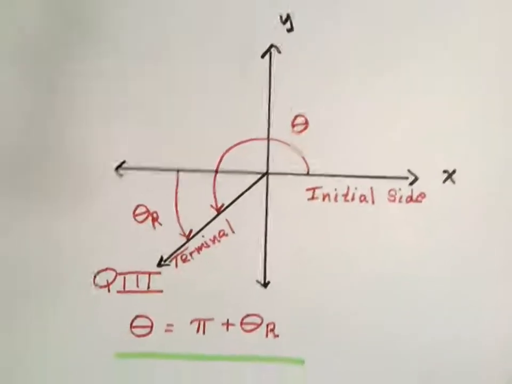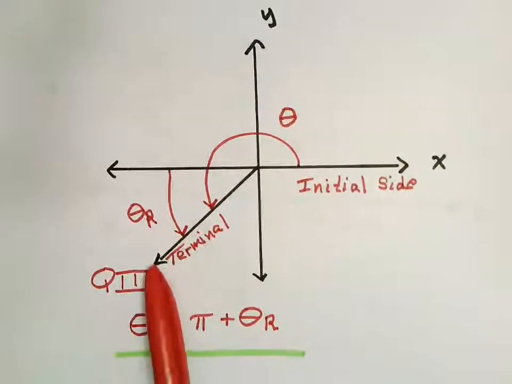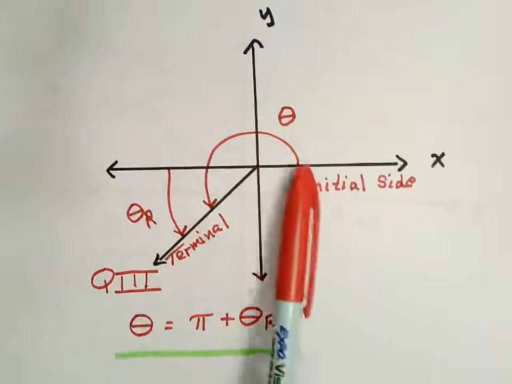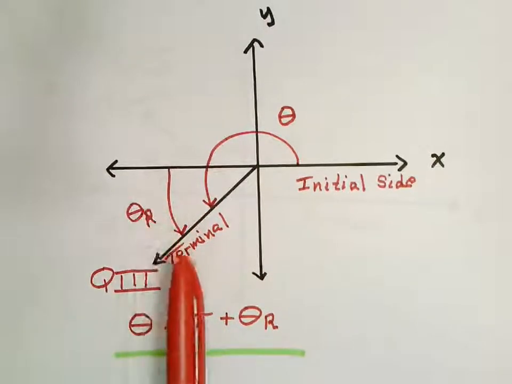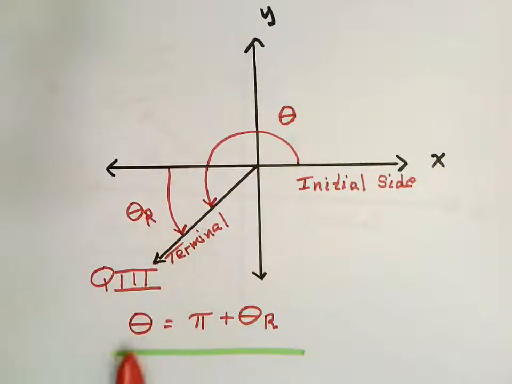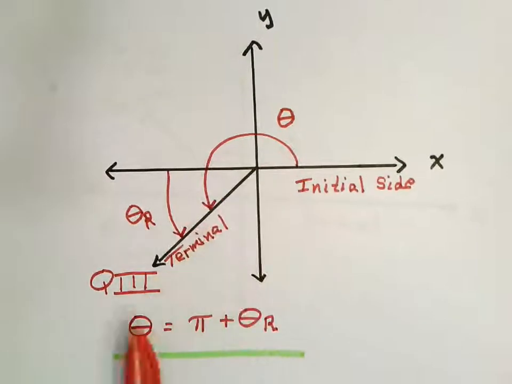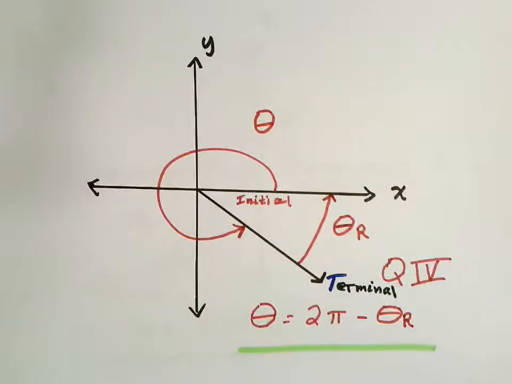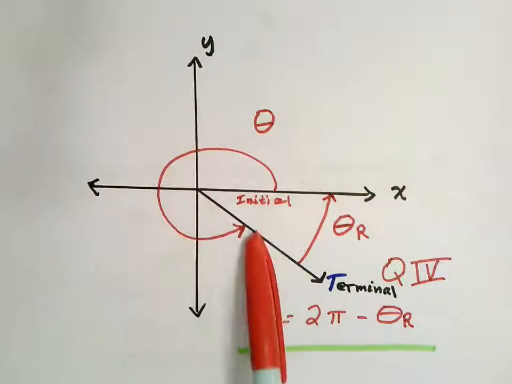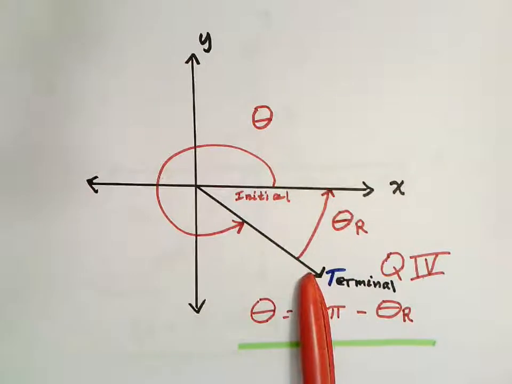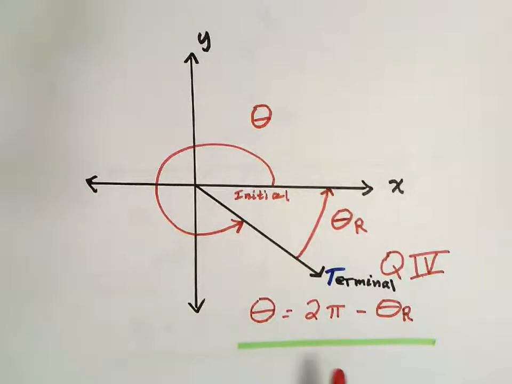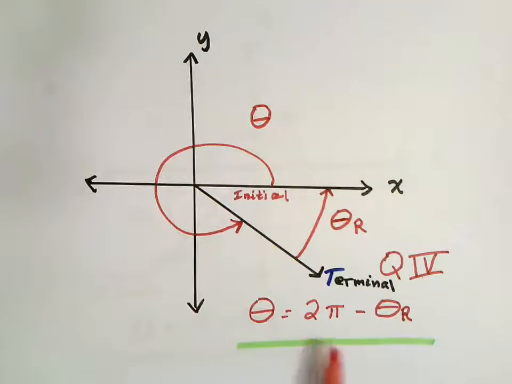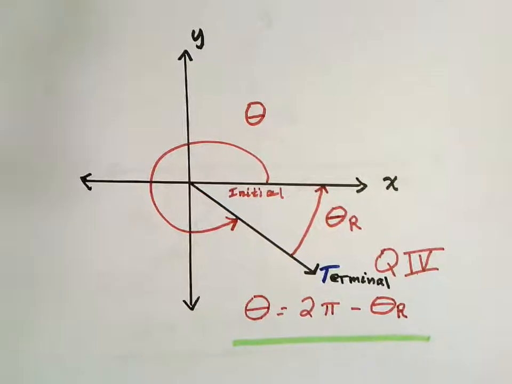If we are in quadrant 3, here's the terminal side, here's the x-axis, here's the theta, and here's the reference angle. In quadrant 3, the theta is equal to pi plus the reference angle. If we are in quadrant 4, here's our theta, here's our reference angle, the terminal side, and the x-axis. Then the theta is equal to 2 pi minus the reference angle. So you have to know that when we're using our calculator.